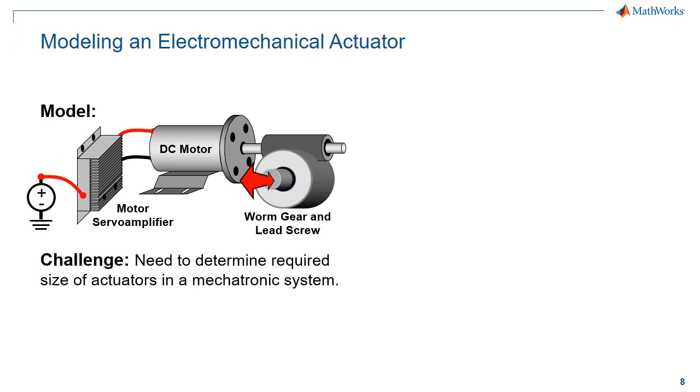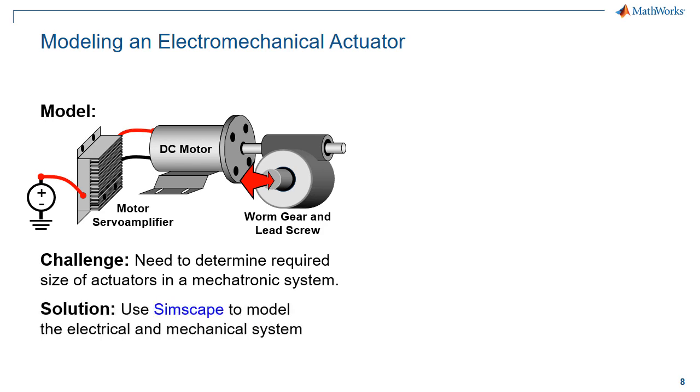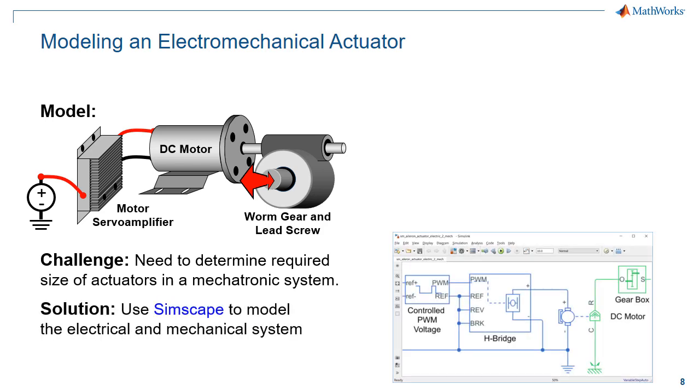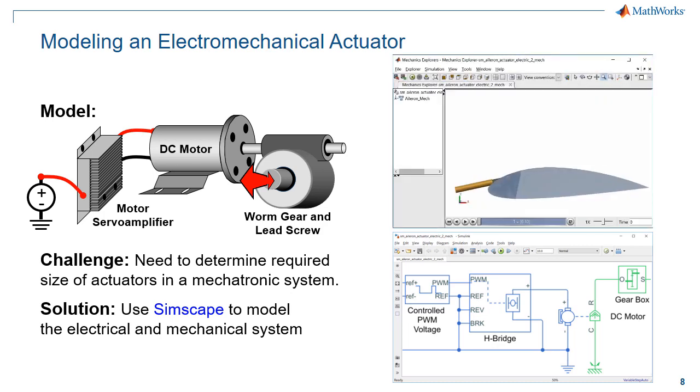We need to determine the required size of the actuators in our system. We will use Simscape to do it. This is a portion of the model that we will build, where you can see an abstract model of the drive circuit, the motor, and a portion of the mechanical system. We will connect this to a three-dimensional mechanical model in Simscape Multibody to see if our actuator design is strong enough to raise and lower the aileron. I'll now switch over to the model so you can see how this is done.